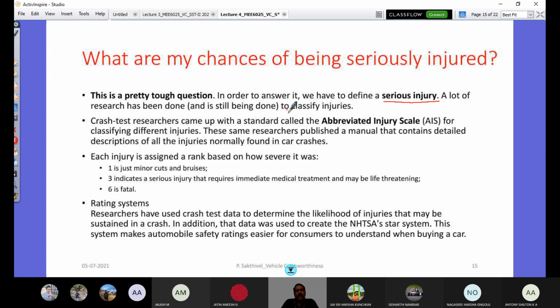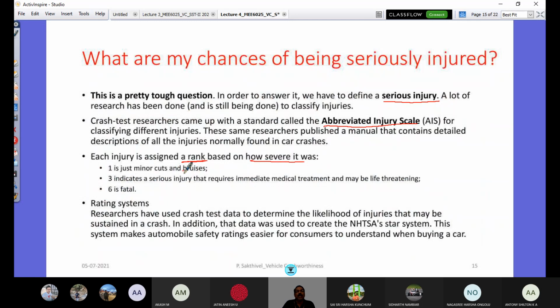to classify injuries. Crash test researchers came up with a standard called the Abbreviated Injury Scale, AIS, for classifying different injuries. These same researchers published a manual that contains detailed descriptions of all the injuries normally found in car crashes. Each injury is assigned a rank. See, this is what is important. Each injury is assigned a rank based on how severe it was, so based on the rank we are able to say how severe it is.